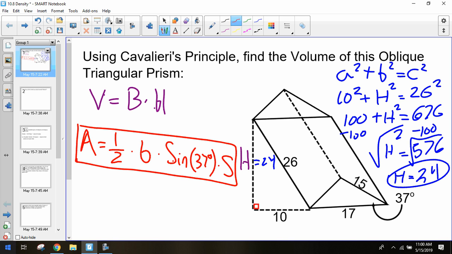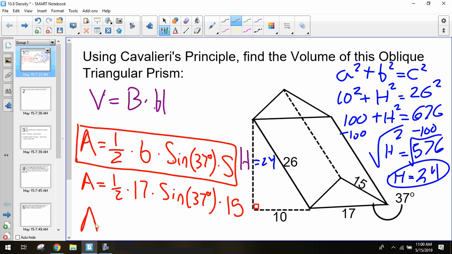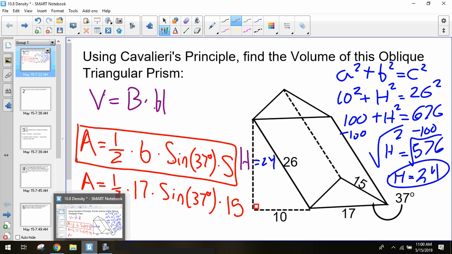So it was 1/2 times our base, and then the height was represented by the sine of whatever that angle is times the other side. We just had to put that straight into the calculator. So it was 1/2 times the base of our triangle, which could be any of the sides, is 17, times the sine of our angle, which I believe is 37, times sine A is 15. We multiply all that together, and the area of the base of our triangle should be 76.73.